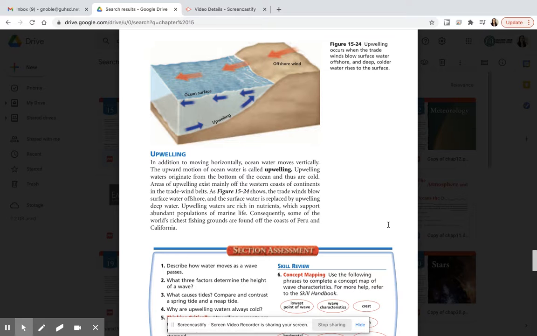As Figure 15-24 shows, the trade winds blow surface waters offshore, and the surface water is replaced by upwelling deep water. Upwelling waters are rich in nutrients which support abundant populations of marine life. Consequently, some of the world's richest fishing grounds are found off the coasts of Peru and California.